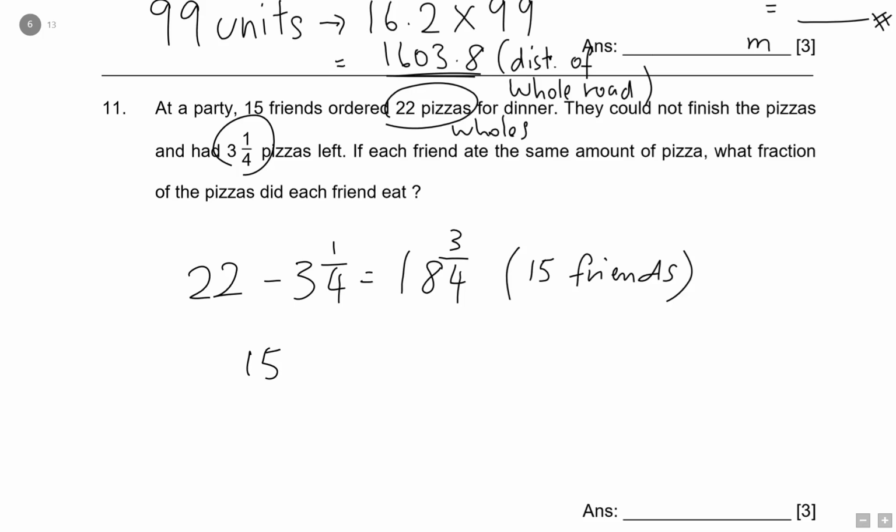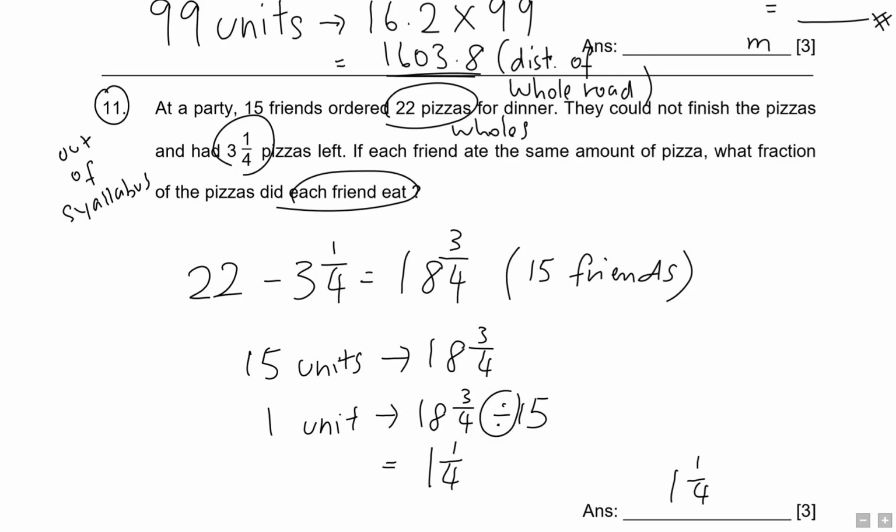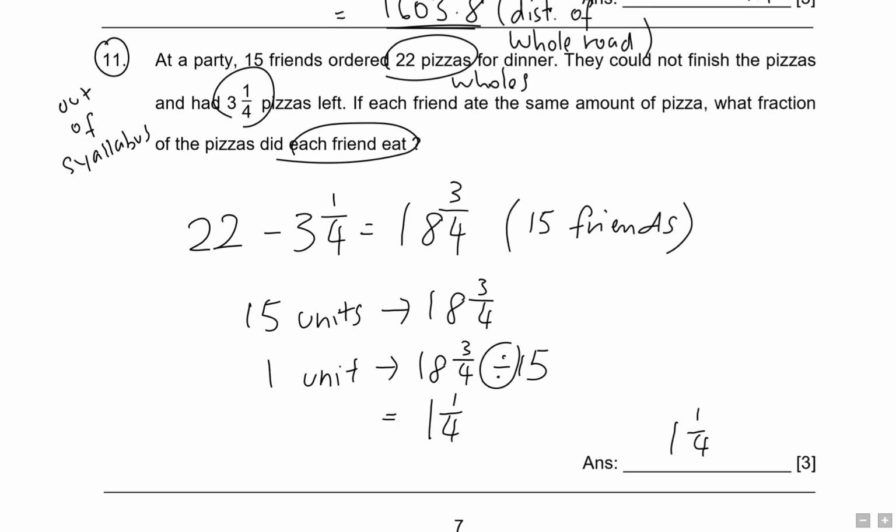So let's write it out in units. You have 15 friends who ate a total of 18 and 3 quarter. So we want to find out how much did each friend eat, which is 1 unit, isn't it? 18 3 quarter divided by 15 friends, which will give an answer of 1 whole, 1 quarter, with your calculators anyway. This question, I suspect, is out of syllabus because you do not learn division of fractions anymore. Alright, but since a calculator is given, you can still press the calculator to give you the answer.